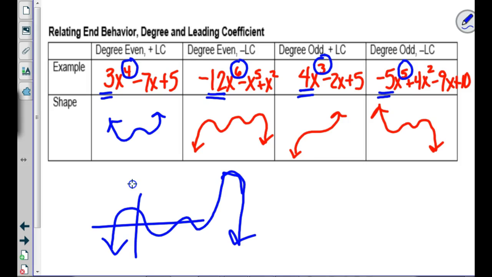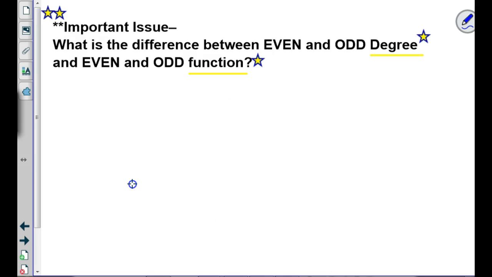Whether the coefficient is even or odd does nothing. The big number out front, all that matters is whether it's positive or negative. But whether the highest power is even or odd determines whether the ends are pointing the same way or opposite ways. All right, so let's write this in our notes. You have a spot to write this down.